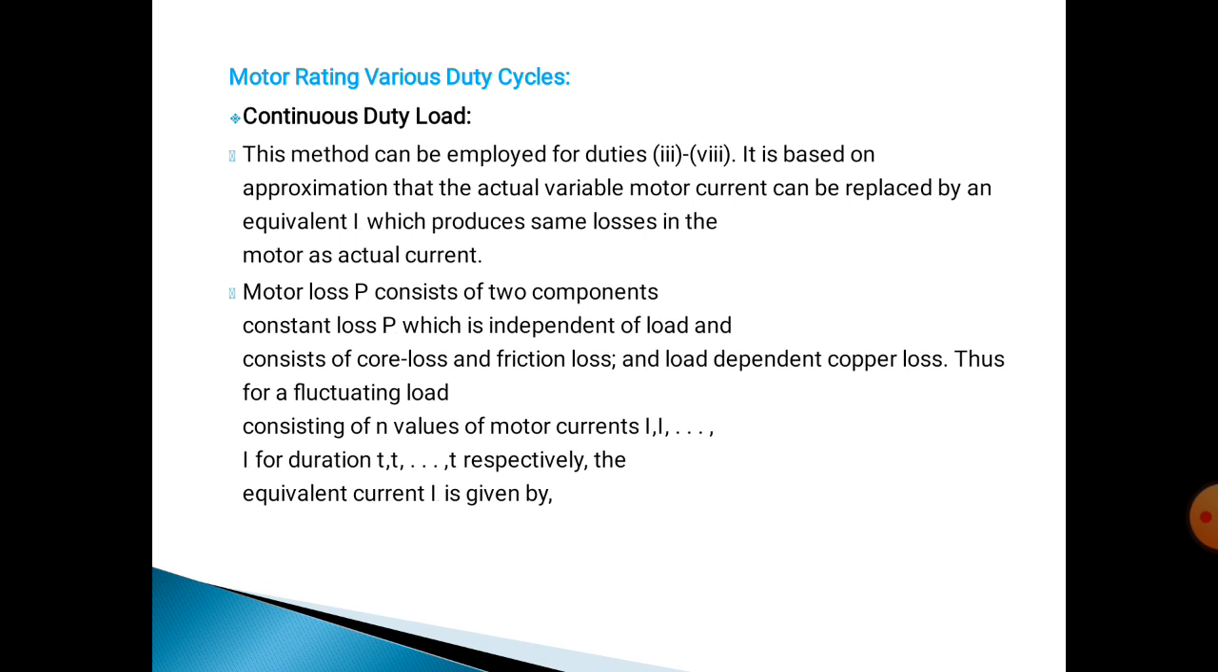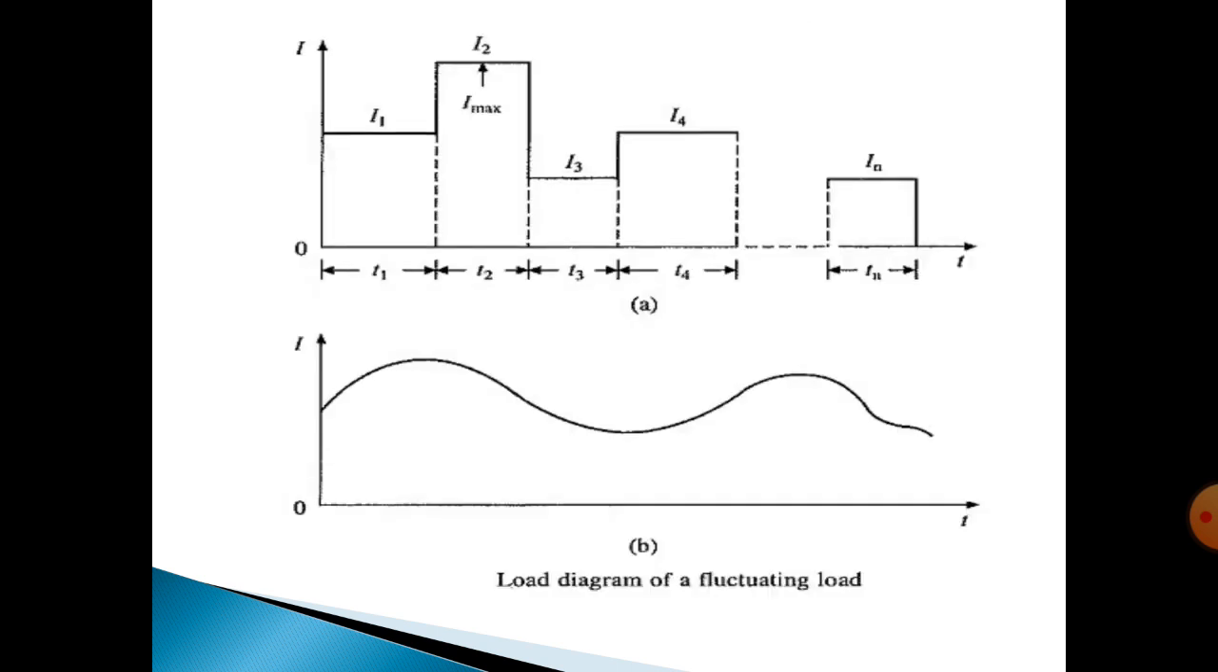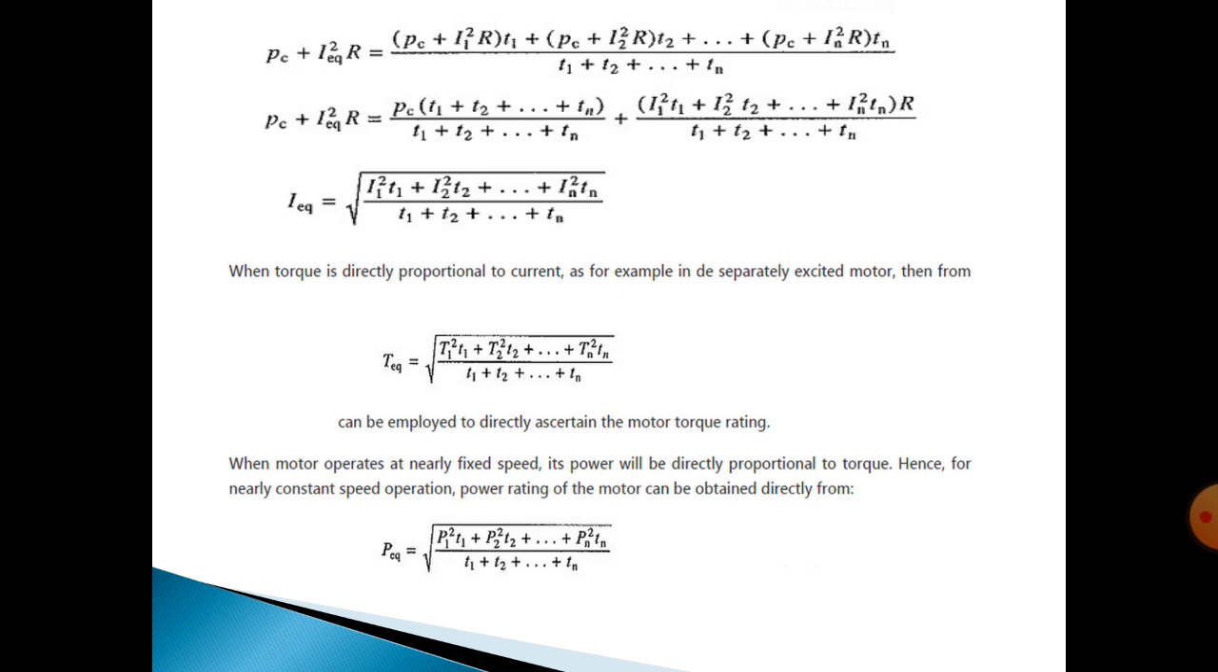The next important topic is motor rating for various duty cycles. The first one is continuous duty. We take different currents I1, I2, I3, I4 up to IN, and time periods T1, T2, T3, T4 up to Tn. This is the load diagram of a fluctuating load. This is the final equation: the equivalent torque T equivalent is equal to the square root of the integral of torque squared with respect to time.